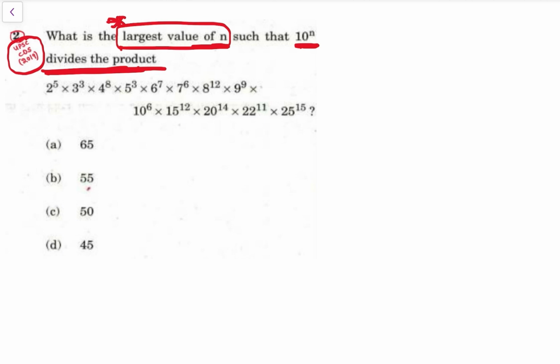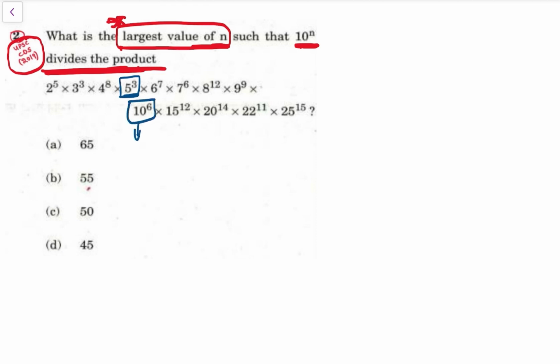The number of fives. See, since this is not a consecutive series, because here 1 is missing, 2 3 4 5 6 7 8 9 10, here 11 is missing, 12 is missing, 14 is missing, so this is not a consecutive series. So since it is not a consecutive series, we need to count the number of fives manually. So the number of fives here is 3.